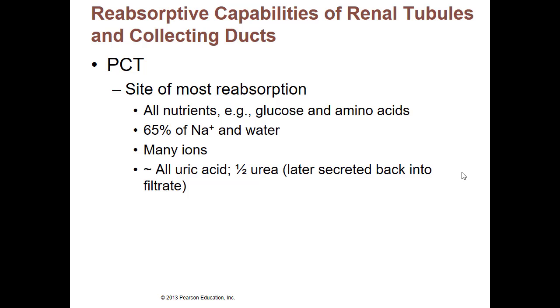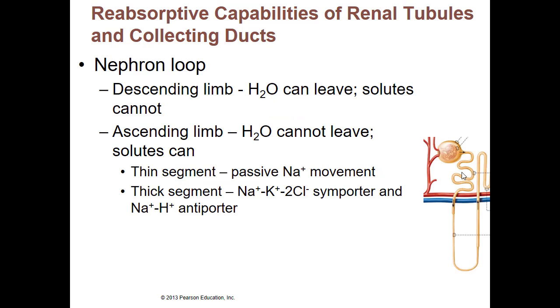Now, the proximal convoluted tubule is the site of most reabsorption, hence my lots of messiness going on. So all of your nutrients like glucose and amino acids should be reabsorbed here. If they're not, there's an issue like diabetes. About 65% of your sodium and water is reabsorbed here. Lots and lots of different types of ions, and most of your uric acid and about half of the urea, which we find urea later on too.